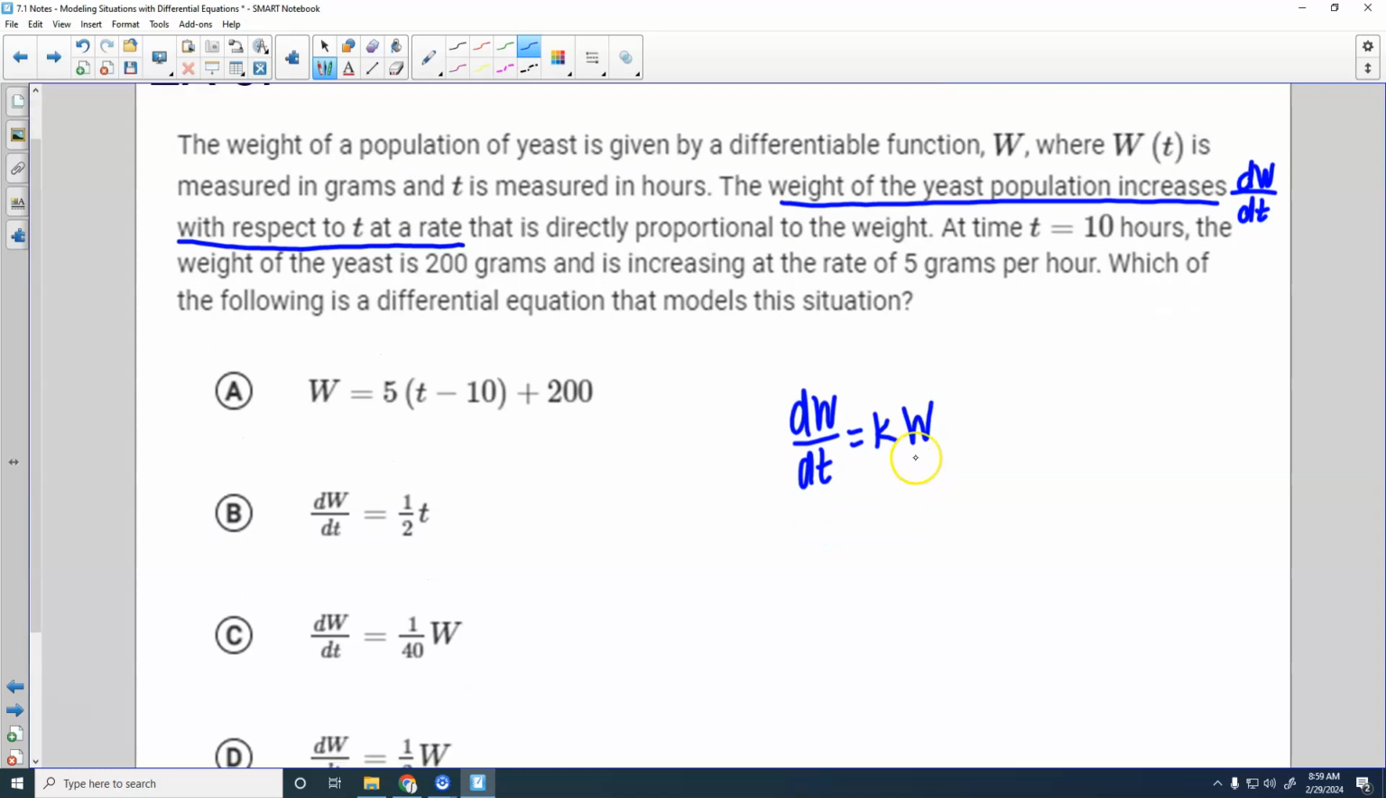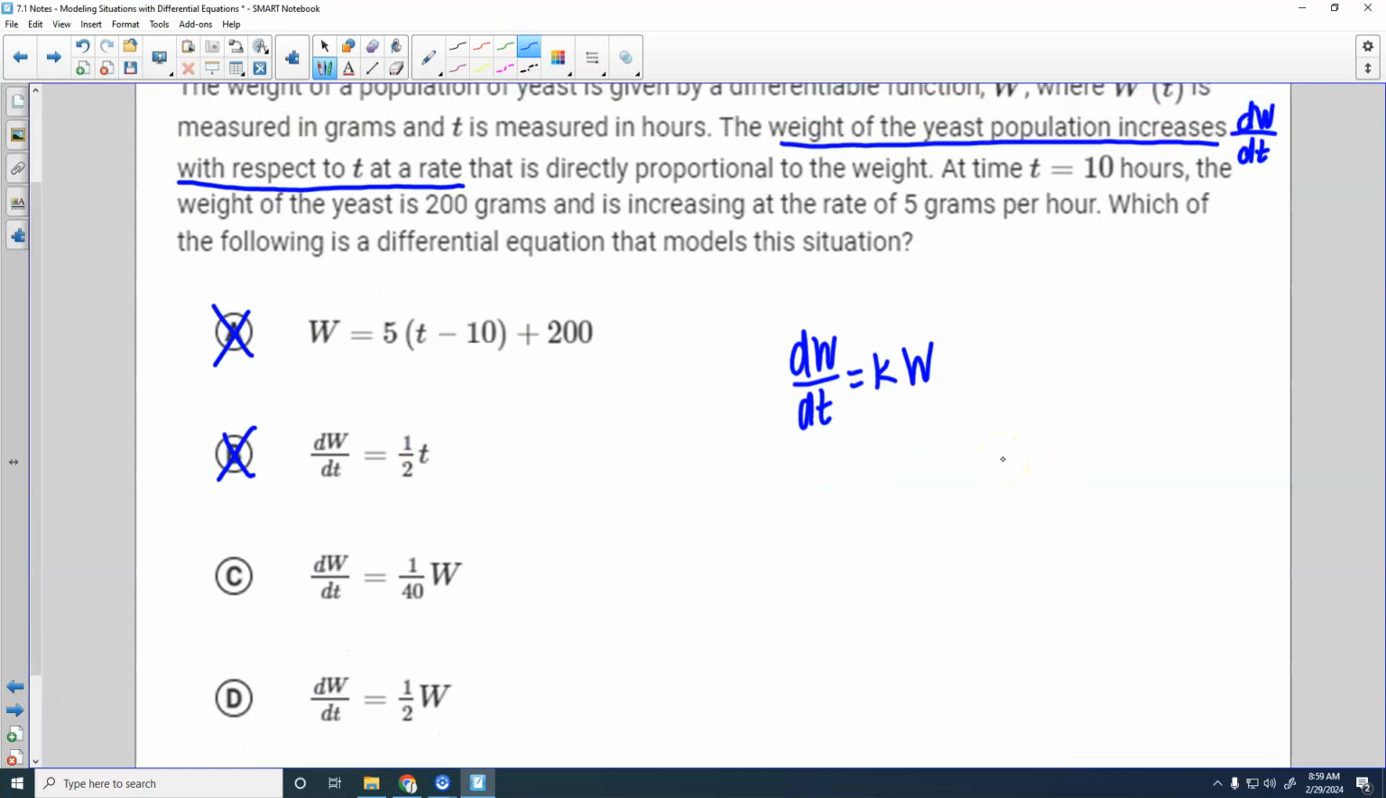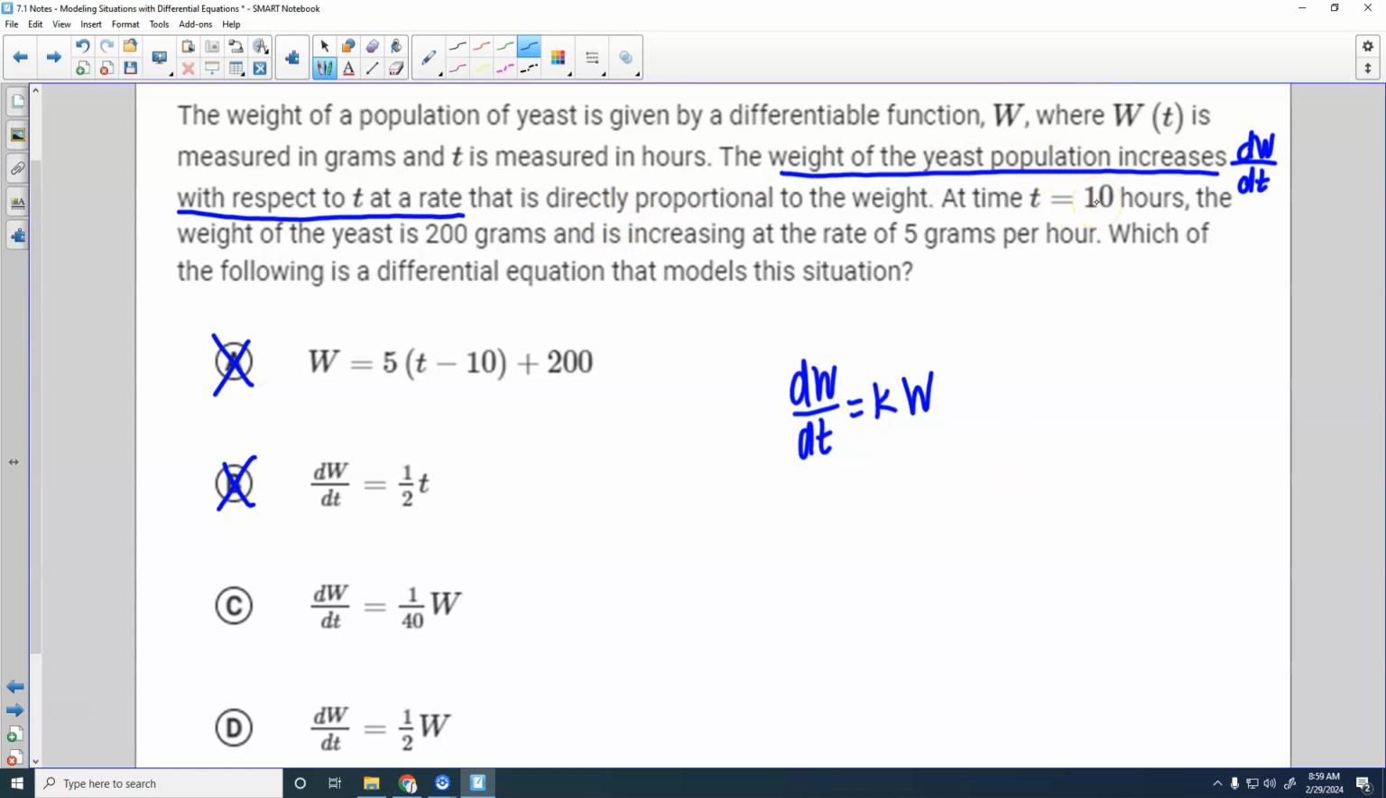Which answer? A and B are out. A doesn't even have anything about a rate. B is with respect to time, you're proportional to time, not to weight. Okay, so that leaves us C and D. T equals 10 is irrelevant other than letting us know this is happening at the same time. The weight of the yeast is 200, so that goes here. The rate at that time is 5. If you solve for K, you divide by 200. That reduces to 1/40. So C is going to be your answer there.